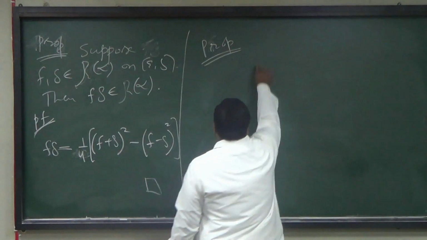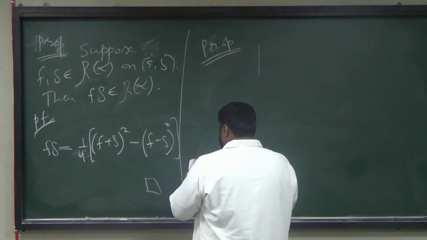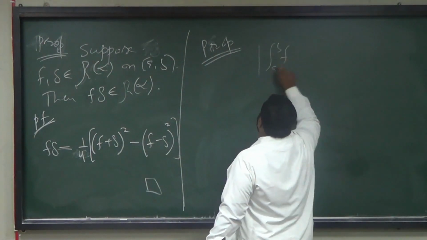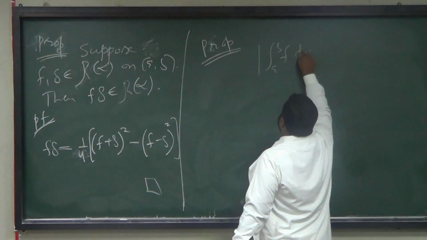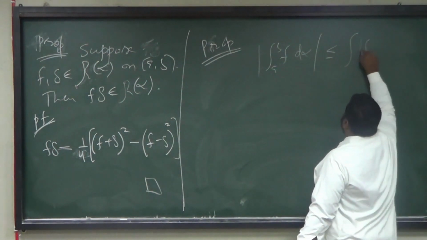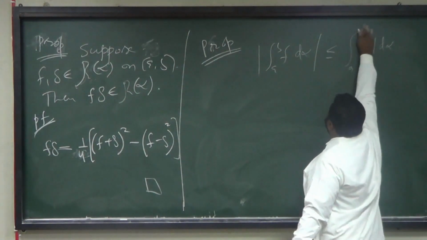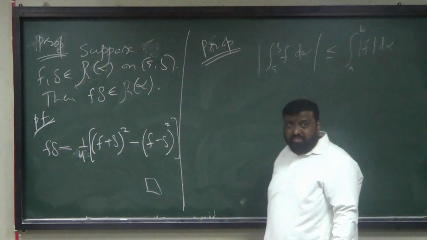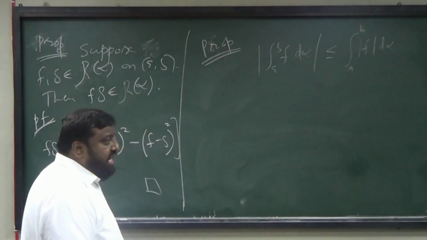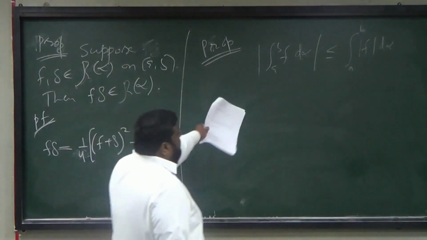That's an inequality. So let's prove this inequality: the absolute value of the integral from a to b of f is less than or equal to the integral of the absolute value of f from a to b, where f is an integrable function. So in other words, this integral makes sense.